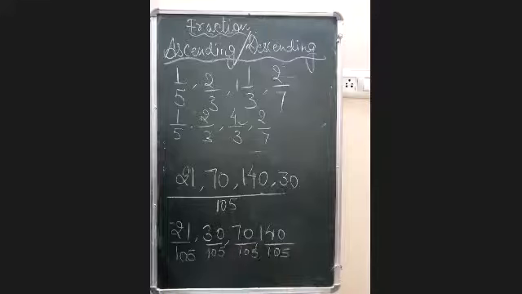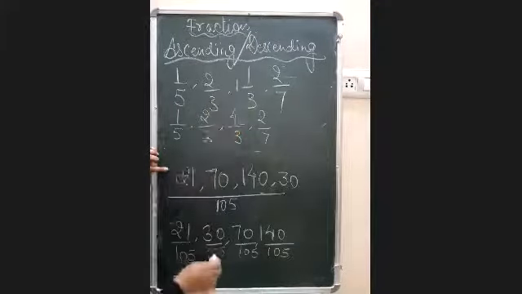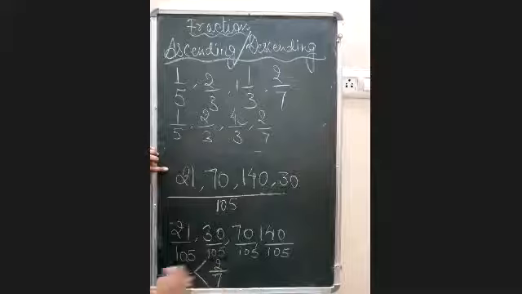Now moving on to the last step, that 21 came from which number? 21 is the first number which came from 1 by 5. So the first number is 1 by 5 here. Okay, now next number 30. 30 is the last number which came from 2 by 7. So here it will come 2 by 7.